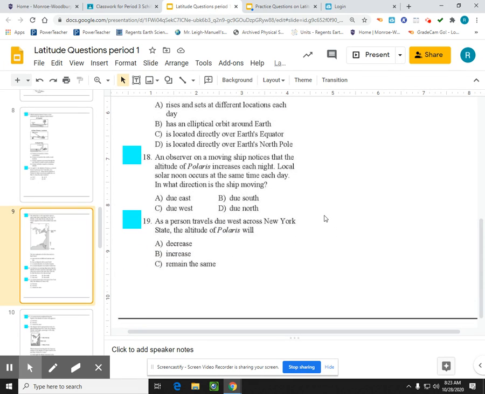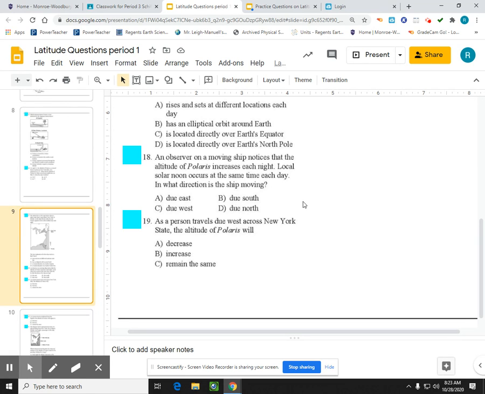An observer on a moving ship notices that the altitude of Polaris increases each night. It's getting higher in the sky each night. Local solar noon occurs at the same time each day, which means they're staying on the same longitude line. So in which direction is the ship moving? Since it's increasing each night in altitude, Polaris is indicating that they're traveling north to higher latitudes.